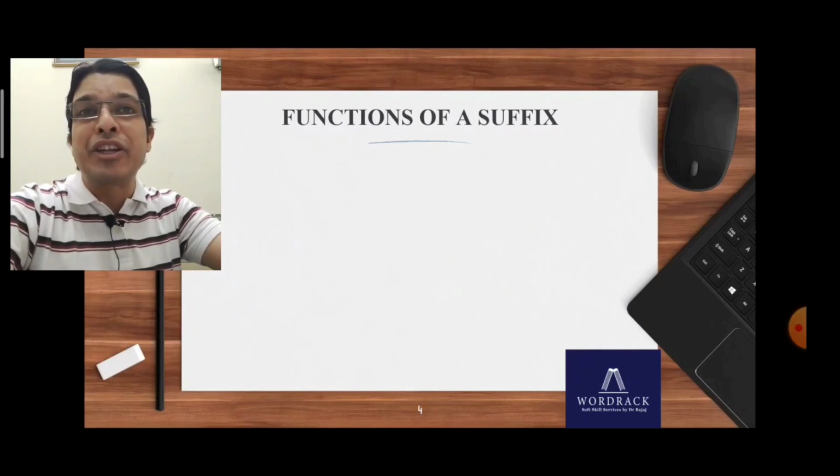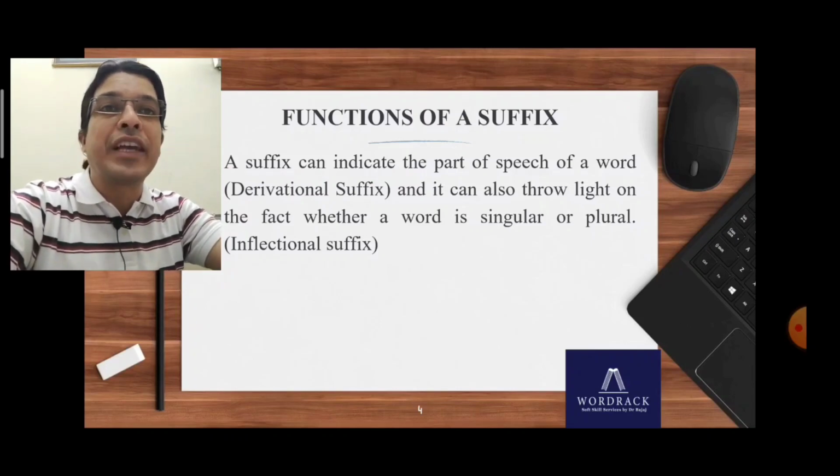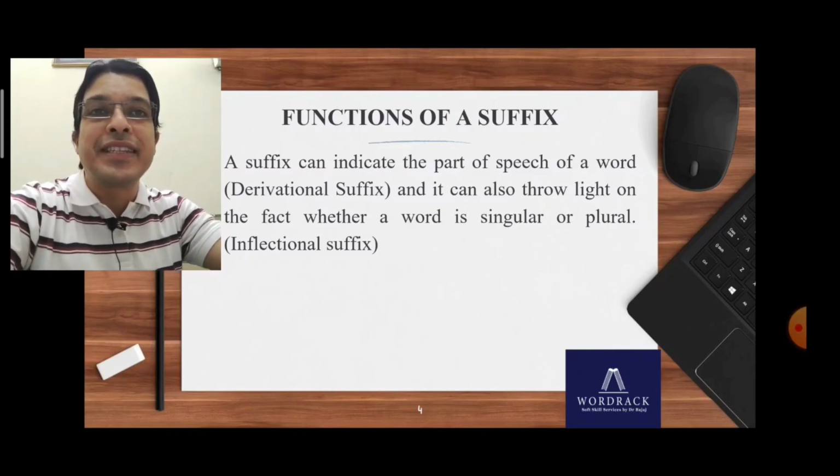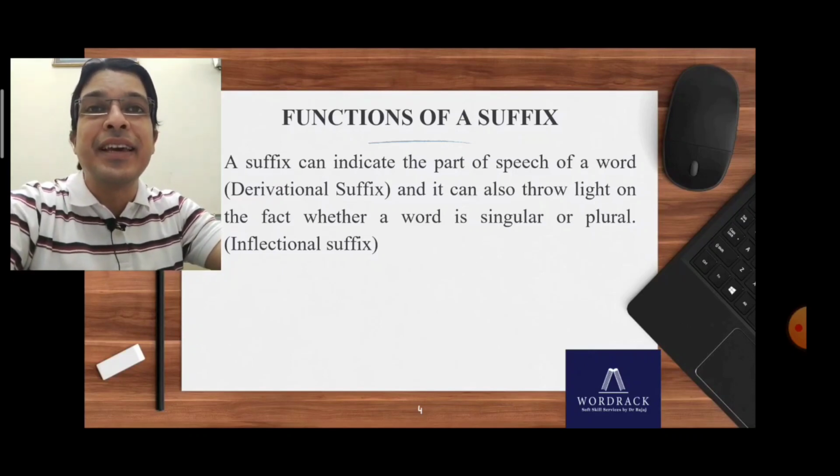Now next up, functions performed by a suffix. Now based on functions, there are broadly speaking two types of suffixes: derivational suffix and inflectional suffix. So let's pay attention to the definition of these types of suffixes. A suffix which indicates the part of speech of a word is derivational suffix. Now these kind of suffixes, they will tell us the function performed by a word in a particular sentence, right?